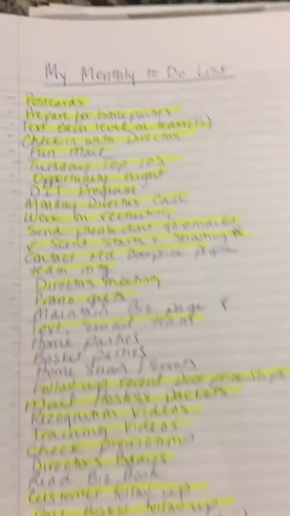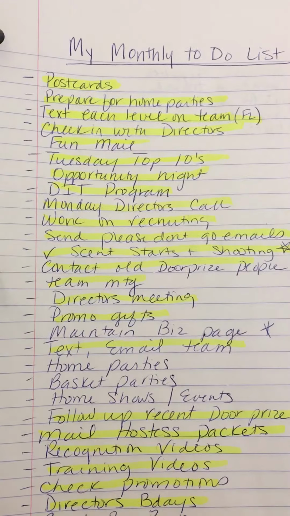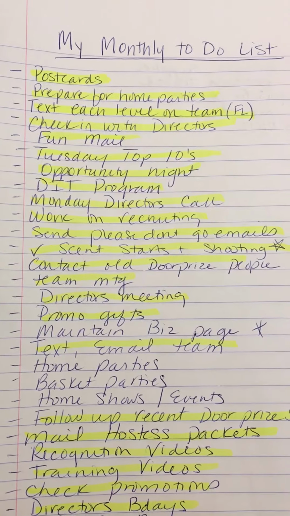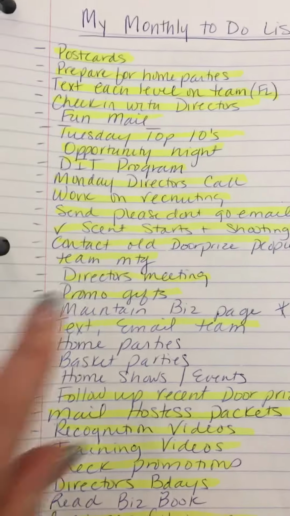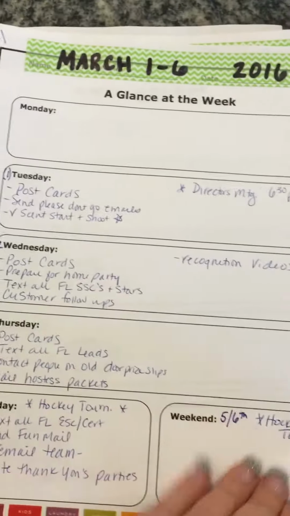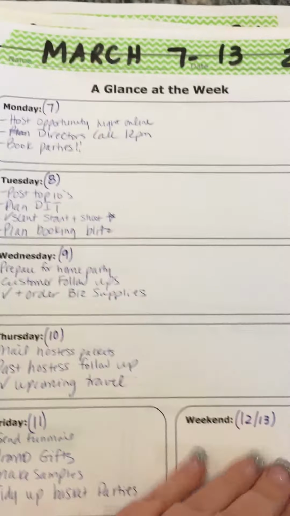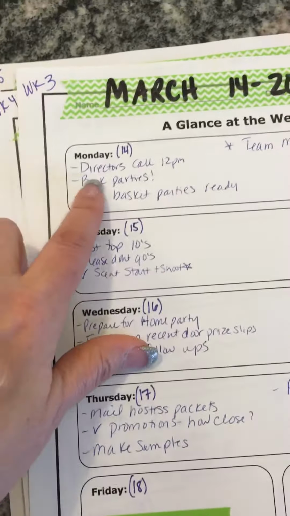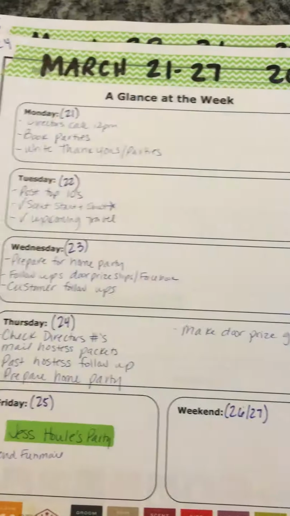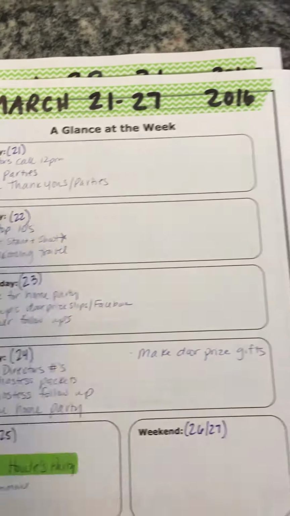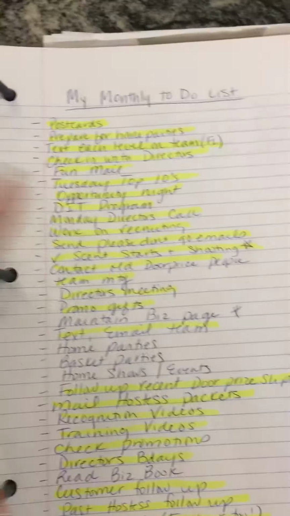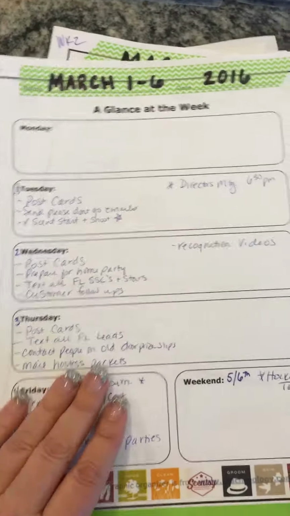So, for example, let me see here. What would be something? Monday director's calls, for example. Okay, so Monday director's calls. So when you go to my week on each Monday, I have director's call 12 p.m. Turn the page, Monday, director's call 12 p.m. So that would be one example of something that I'm going to write on every Monday. So all I do is I take the things from this list and I plug them into this list. And then I staple it together and I carry this around with me for a month.